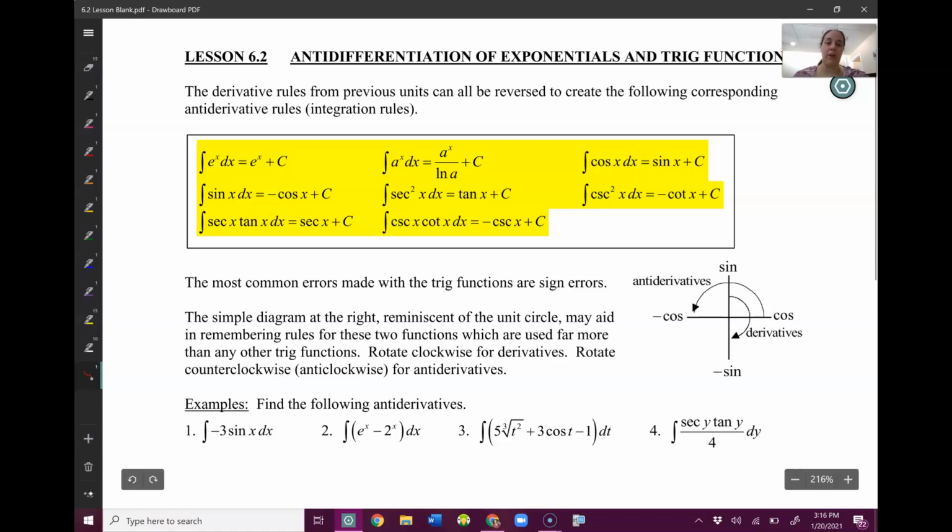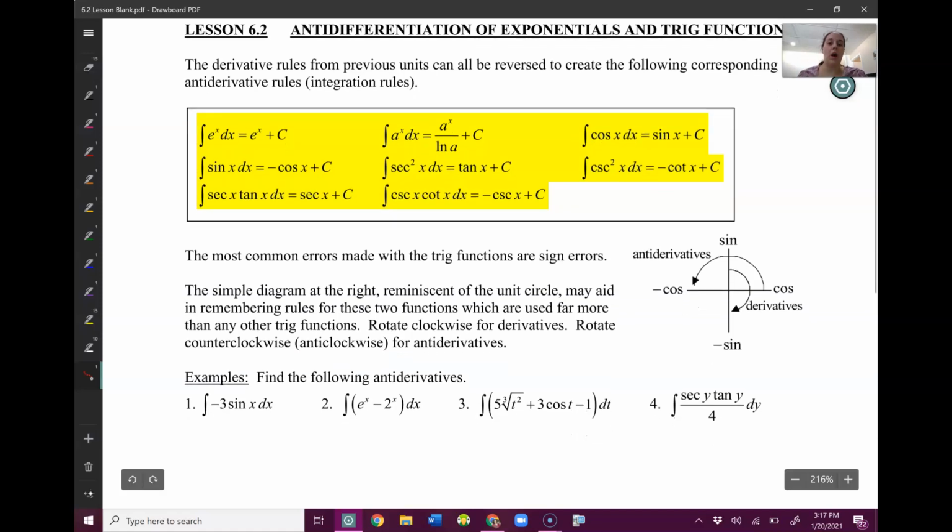So for example, integral of secant squared is tangent because the derivative of tangent was secant squared. So we're just kind of going backwards from all the rules we've learned before. Now, the most common errors happen with sine and cosine. So this chart right here might help you memorize these.